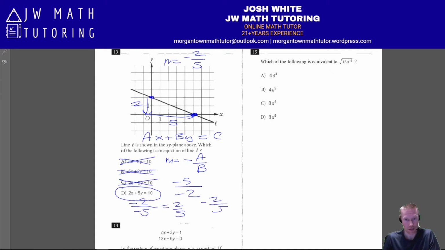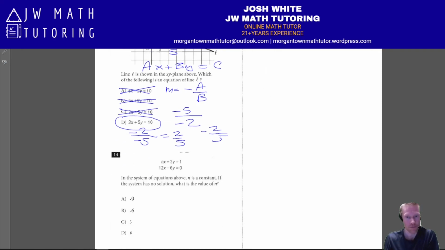Alternate ways you could figure this out. You could notice that the y-intercept right here is the point 0, comma 2, or just 2, and the x-intercept over here is 5, comma 0, or just 5. And then you could go through the equations and plug in just 0 for x or 0 for y and see which have the same corresponding intercepts. Okay, so that's just an alternate way that you could figure out the equation of this line as well.